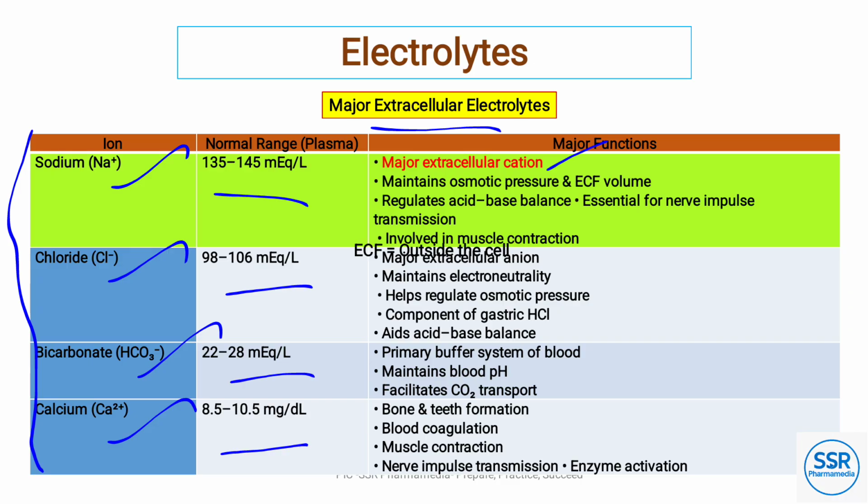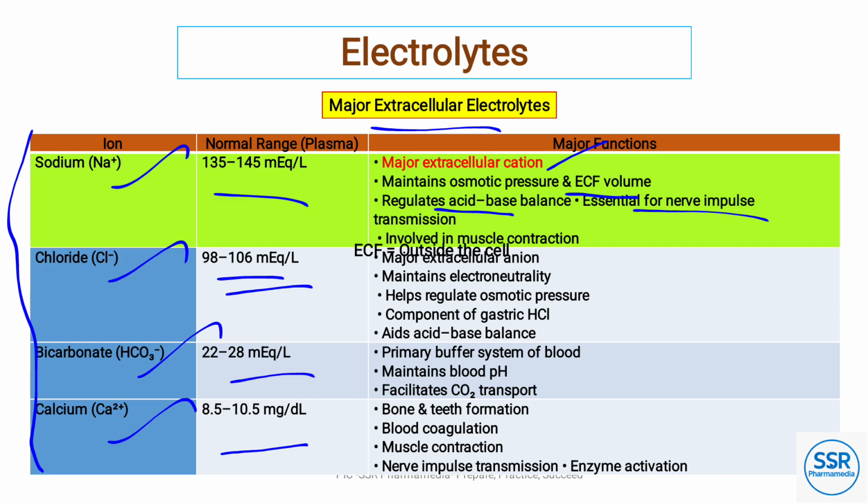Sodium is mainly the major extracellular cation, maintaining osmotic pressure and extracellular fluid volume, and regulating acid base balance. It is essential for nerve impulses and transmissions. It is involved in muscle contractions also.